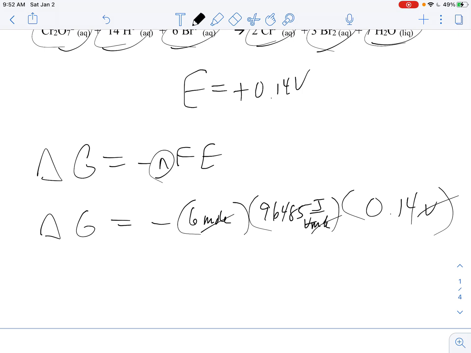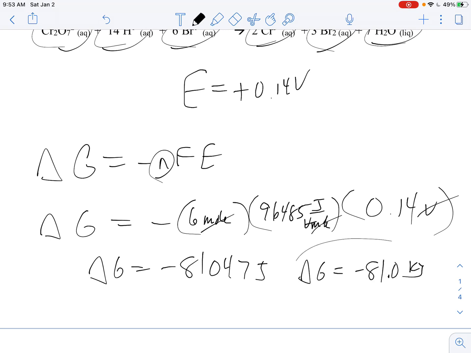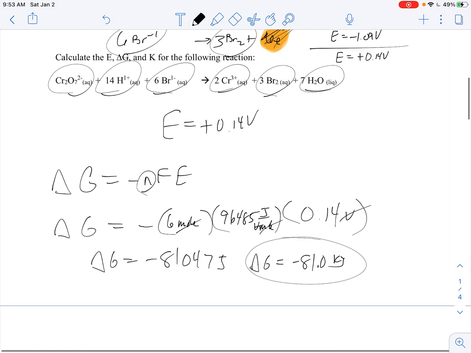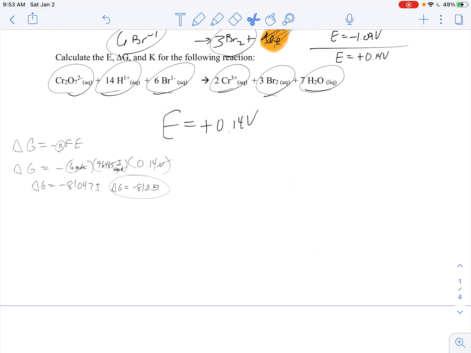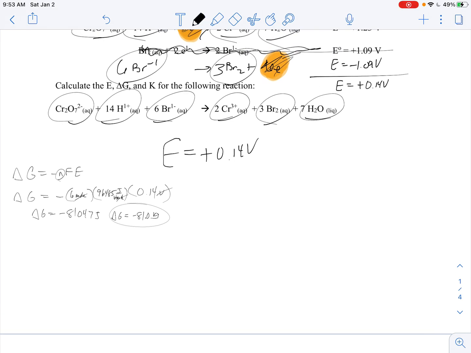So now my moles cancel and we're left with joules. So we have 0.14 times 96,485 times 6. So I get a delta G then of negative 81,047 joules. And usually they'll want you to change that into kilojoules. So you're really probably looking at a better score of negative 81.0 kilojoules. Okay. So that is our delta G, using our very simple equation, delta G is equal to negative nFE.